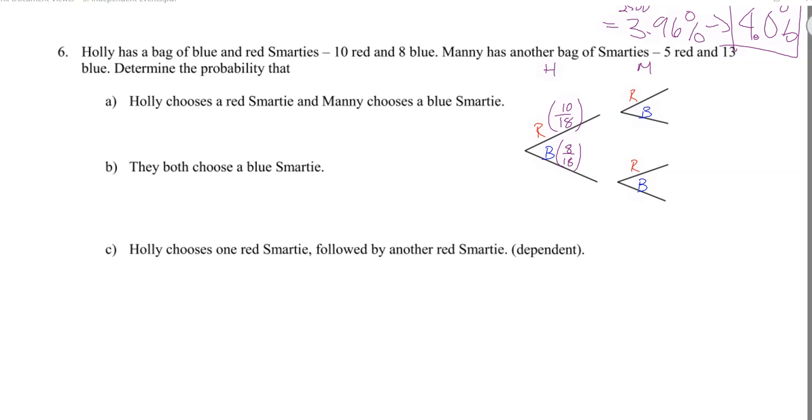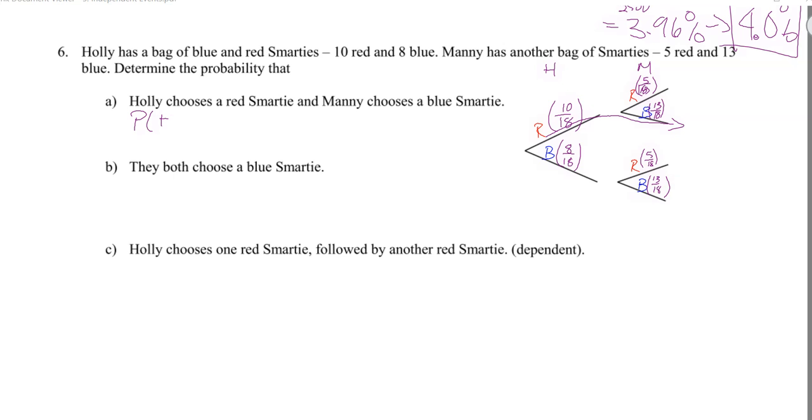Manny has another bag, 5 red and 13 blue. So blue, 13 out of 18. That's an 18. 13 out of 18 blue, red, 5 out of 18. So these are independent events because Holly and Manny are independent people. The fact that Holly chooses red does not diminish the number of Smarties in Manny's bag. So Holly chooses the red and Manny chooses blue is this branch.